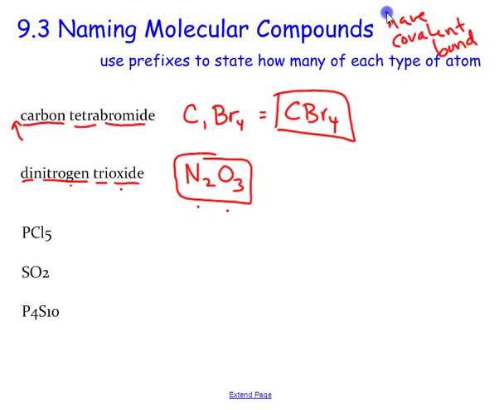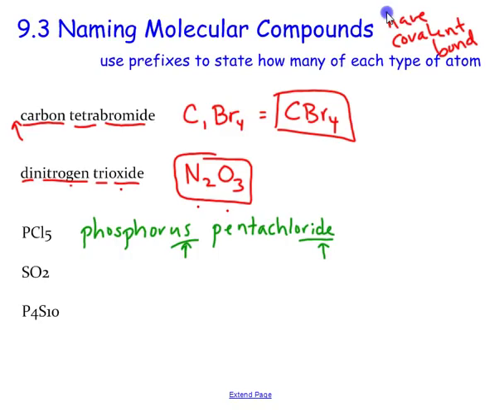Now going in the other direction, I see a PCl5. So here we see one phosphorus. When there was one element to start out with, there's no prefix. So you just start out by writing the name of the element, phosphorus. Now 5, the prefix for 5 is penta. So this is phosphorus pentachloride. Notice, we did not change the ending of the first element. That stayed the same. But chlorine became an ide. So you always are going to change the ending of the second element to an ide ending.